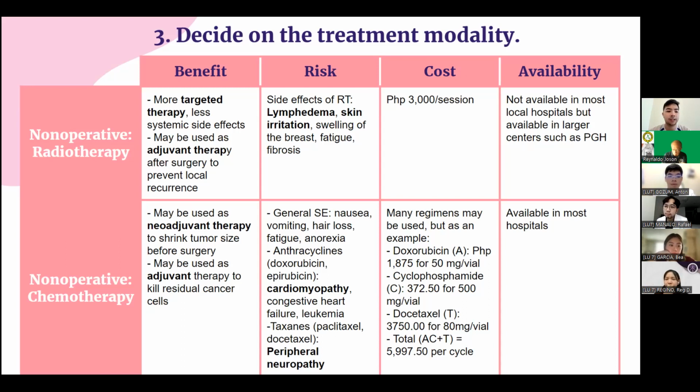Second, we can entertain using chemotherapy. Usually, this is used as neoadjuvant therapy to shrink tumor size before surgery for locally advanced breast cancers, or it may be used as adjuvant therapy to kill residual cancer cells.